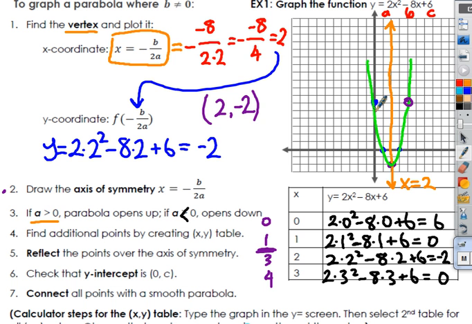We are now looking at checking the y-intercept. In this case, our y-intercept is actually positive 6. In our problem, the y-intercept was 6. It also confirms. We connect all the points with a smooth parabola.